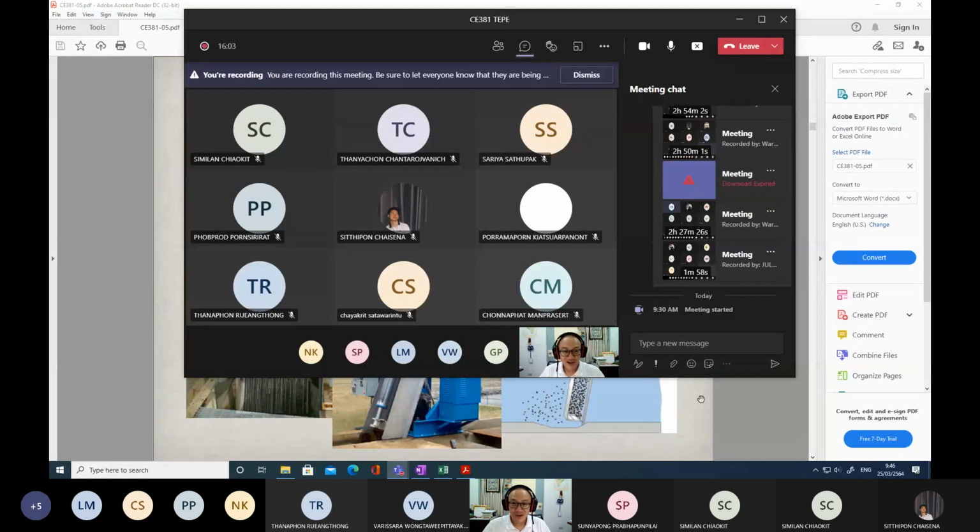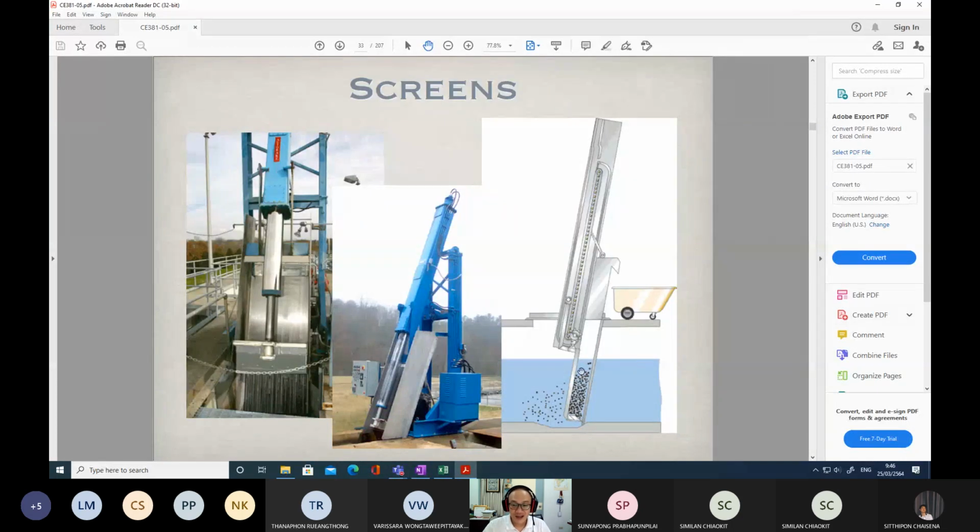Okay, so we are talking about our screen. We need to remove this trash which may get stuck in front of the screen sometimes. Normally we do it once in 24 hours or once in 48 hours. We cannot let it accumulate longer than 2 days because the contaminants which come along with water may be organic. So if it's organic debris, it may accumulate and get degraded.